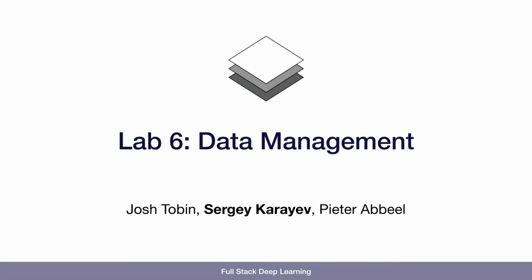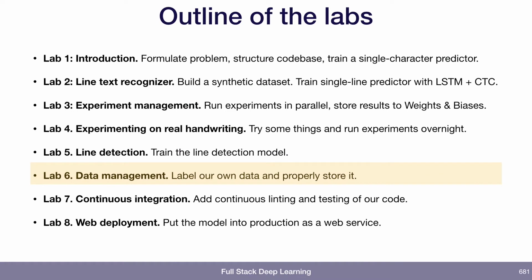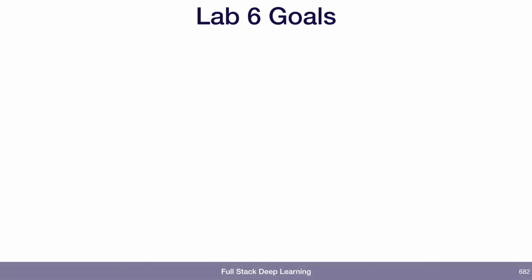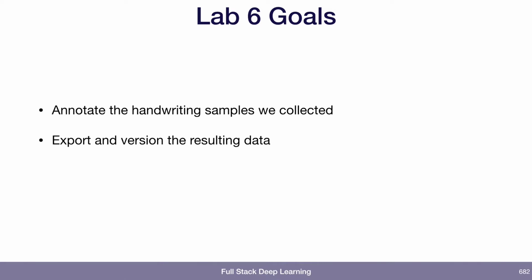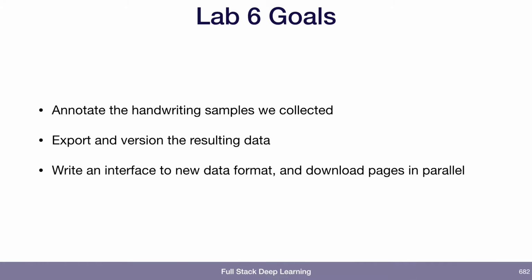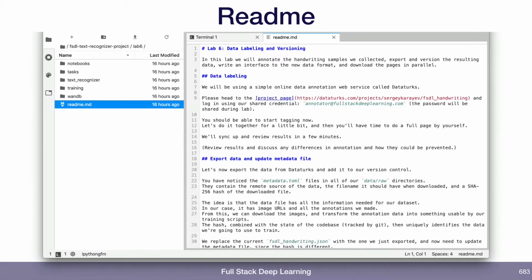And the next thing I want to do is talk about Lab 6. So this is data management. We're actually going to label some of our own data and then store it in a way that I think is versioned. So the goal is to annotate the handwriting samples we collected. Yesterday, we were supposed to collect handwriting samples just like this IAM data set, but since we were tight on time, we decided not to actually do it, and we can just use the ones we collected in the spring 2019 class. And then we're going to export and version the resulting data, and then write an interface to that new data format.